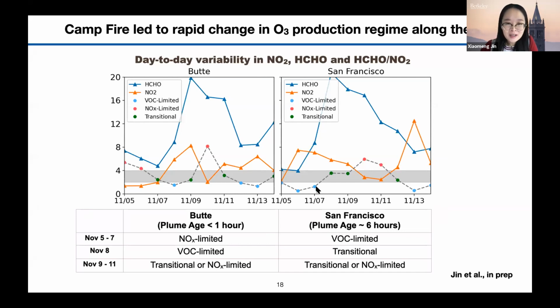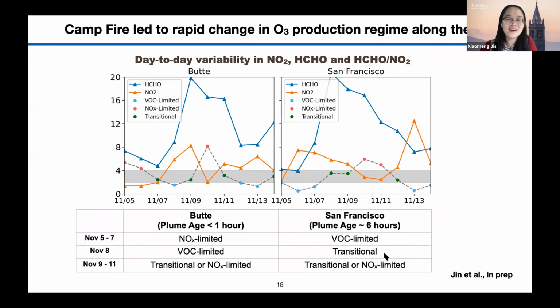But on November 8, we found that the fire has led to a large enhancement of formaldehyde, but not so much for nitrogen dioxide, which as a result leads to the regime transition from the VOC limited regime to the transition regime. And we see a further increase of the ratio on the following days, which leads to the regime transition from the transition regime to the NOx limited regime.